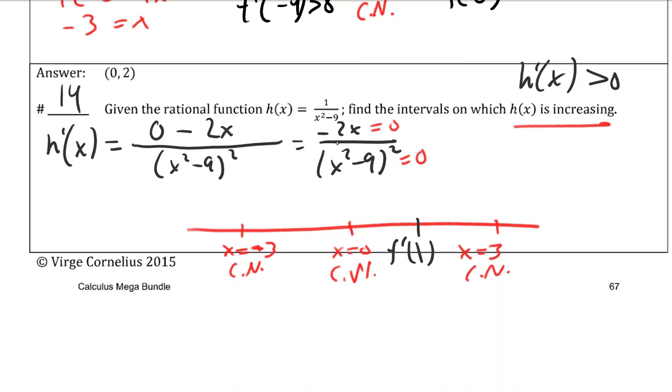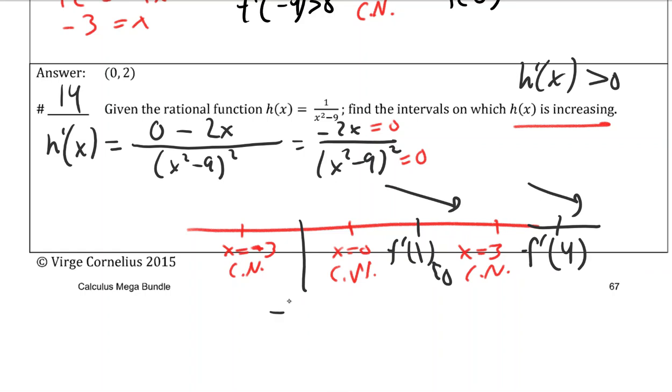So plugging 1 into the first derivative, notice the denominator is always positive because it's squared, but plugging in 1 makes the numerator negative. Negative over positive is negative, so decreasing. Maybe test and see what's going on at x equals 4. We would have negative over positive, which would be negative.